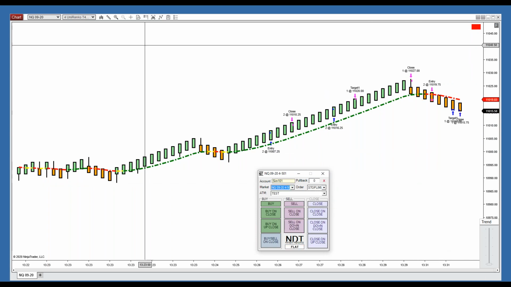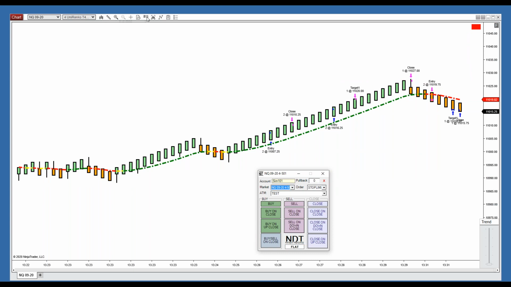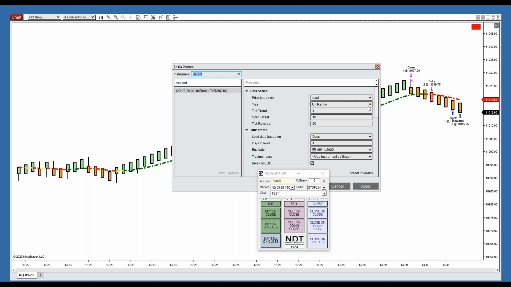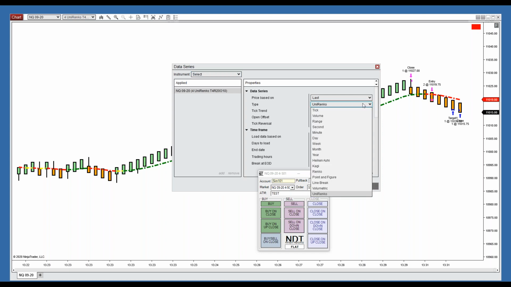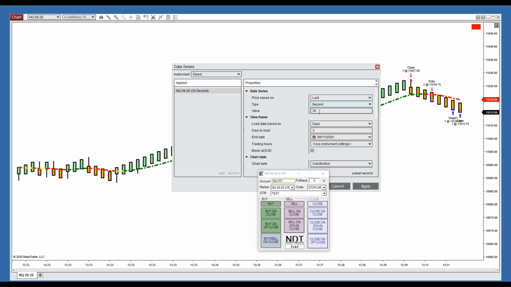Order filled. Now let's change this from Unarenko to time. And why don't we do a 1-minute chart, so we don't have to wait too much time. We can do a 30-second chart. So we'll do it even faster.